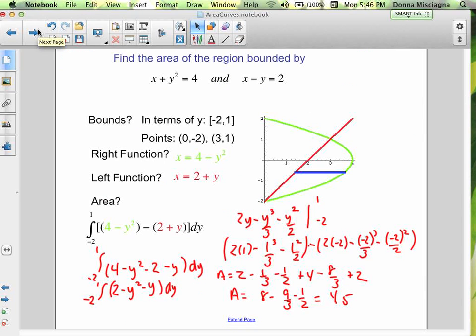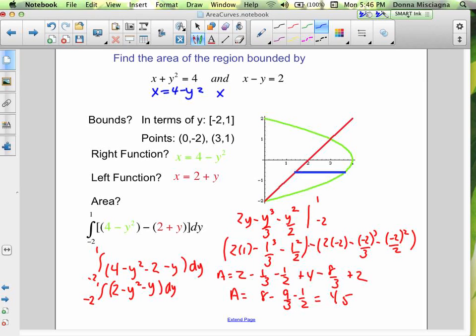So we want to find the area of the region bounded by x plus y squared equals 4, x minus y equals 2. When you see a y squared, just assume you're going to be solving for y. So we're going to have, I'm going to move the x, so we're going to have 4 minus x. And then we're going to have x equals, wait. Other way around. So let's move the y squared. So we have x equals 4 minus y squared. And then we'll move the y, so we have x equals y plus 2. All right, so that's our equation.